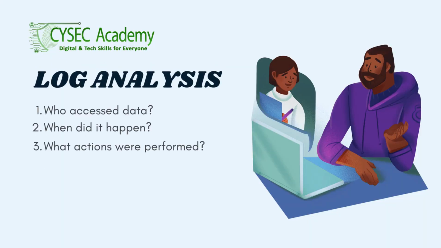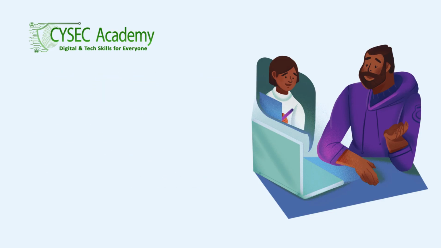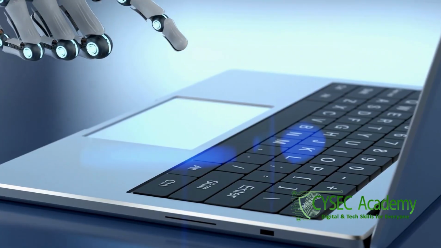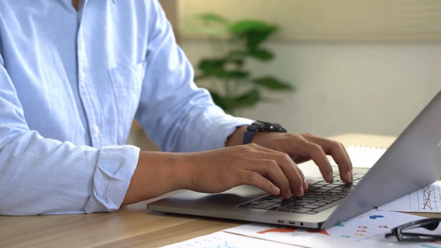Log analysis. These are ubiquitous records that contain invaluable forensic information about the following. 1. Who accessed data? User IDs, source IPs. 2. When did it happen? Timestamps. 3. What actions were performed? File modifications, command executions, and authentication attempts. 4. From where did the activity originate? Source IP addresses and geographical locations. 5. What was the nature of those interactions? Success, failure, protocol used. By diligently analyzing these logs, you can spot unusual patterns or activities that deviate from the norm and indicate potential malicious intent.